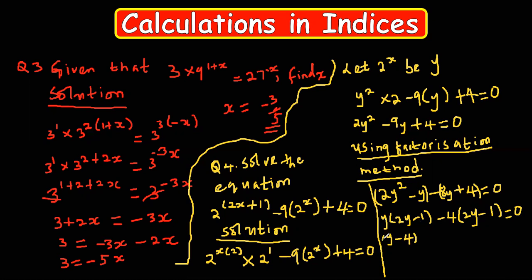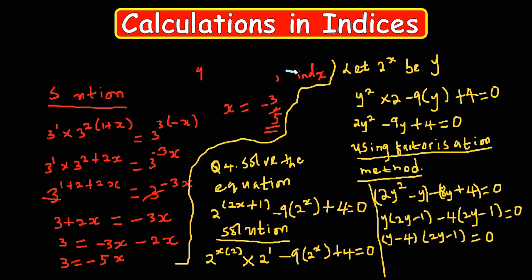Then bracket 2y minus 1. So we take 1 out of this, equal to 0. Okay, so let me get rid of this space. Let me erase this to create more space.